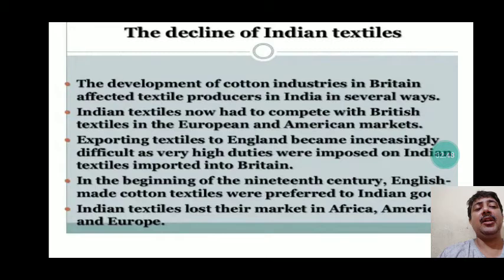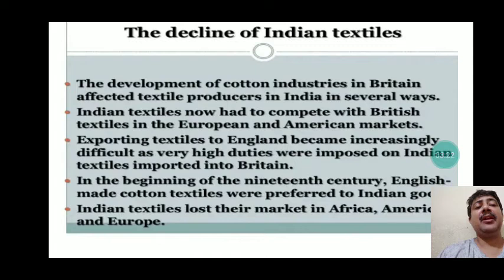The development of cotton industries in Britain affected textile producers in India in several ways. We need to understand that with the industrial revolution and the development of cotton industries in Britain, our textile industry got affected, because Indian textile now had to compete with British textile in the European and American markets. The Britishers were using machines, and with the help of machines they were able to produce cheap textile. That is why Indian textile was facing huge competition because of the cheaper price.